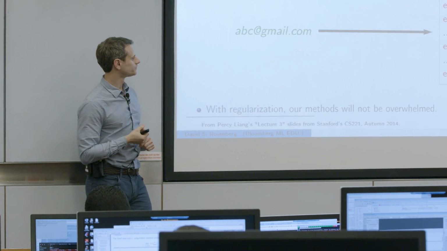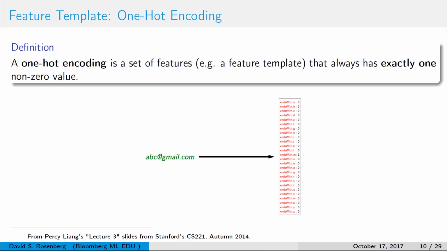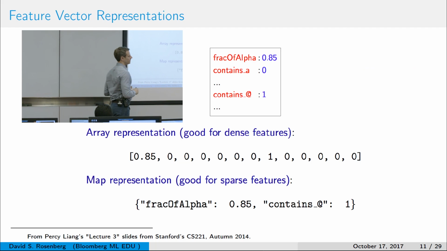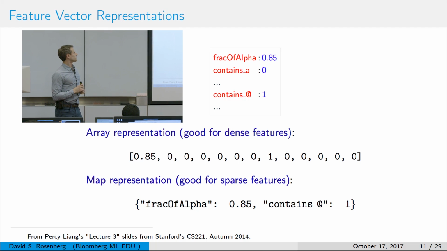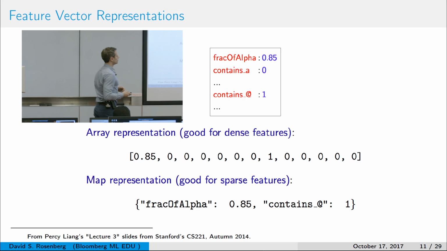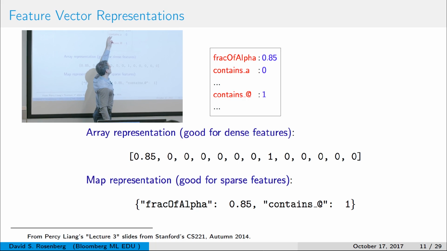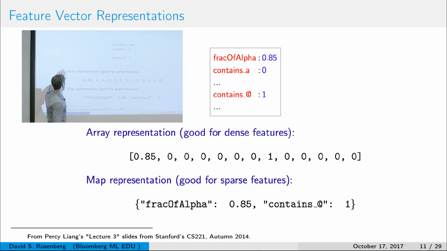Okay. One-hot encoding, I think you'll recall that: a set of features, exactly one of which is 1 and the rest are 0. Okay. So now we get to some new material. How do you represent a feature vector? What we wrote was, very symbolically, the name of a feature and then the numeric value corresponding to that feature. Some of them are 1s and 0s, and some are some intermediate value.